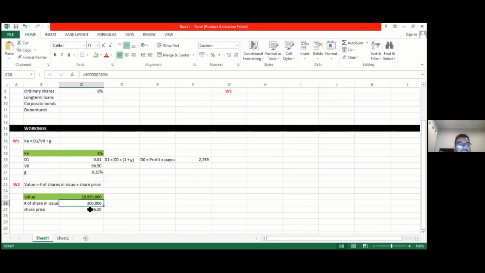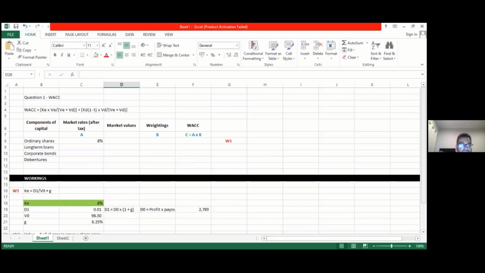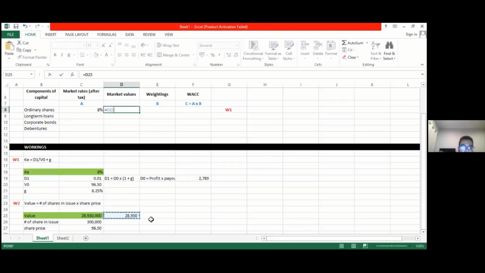What I'm going to do is, all numbers in this question are in rand thousands. So I'm just going to take that and divide it by 1,000 just to be consistent, because everything is in rand thousands. So you can decide what you want. Because all the debt numbers are in rand thousands, I'm just going to keep the ordinary shares also in rand thousands. Remember, you need to reference so that if something goes wrong, the examiner can go have a look at your answers.